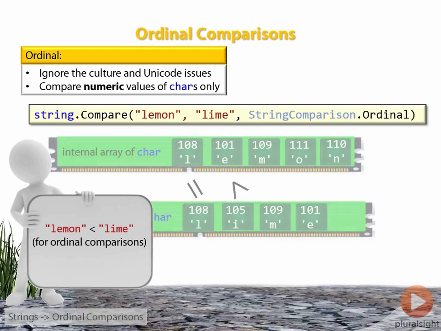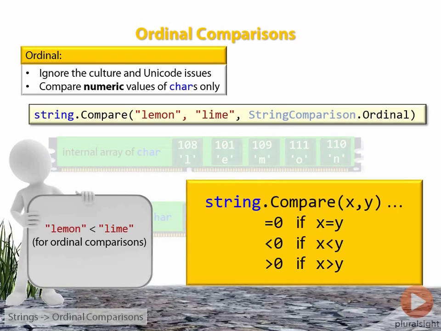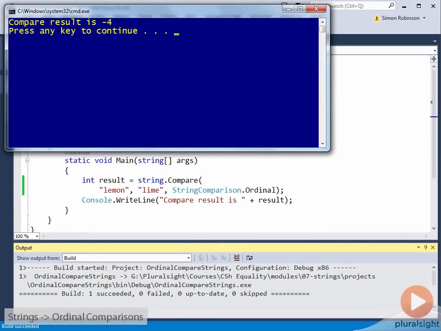Now the Compare method returns an integer and follows the same convention for the return value as IComparable<T>'s CompareTo method. So if, as in this case, the first argument is smaller, we return a negative number. I have this comparison set up in Visual Studio. You can see the StringComparison value of Ordinal. Let's run that. And you can see we have actually got a number less than 0, -4 in this case.